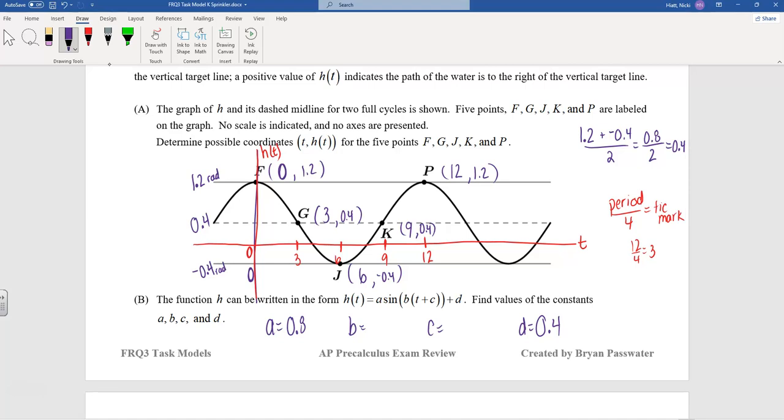For B and C, I've got to do a little more work. So the period of this graph is 12, right? That's how long it takes us to get from maximum to maximum. So 2 pi over B equals your period, or a lot of you just divide right there. So you've got 12B equals 2 pi. You divide by 12. So B equals 2 pi over 12, which does reduce to pi over 6.